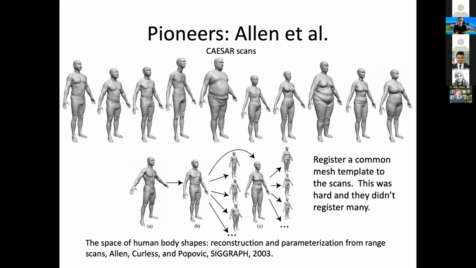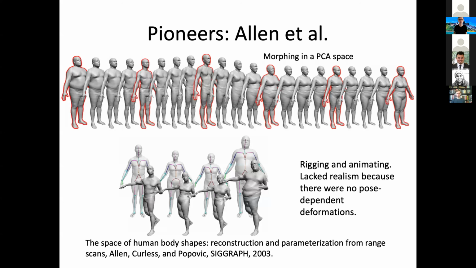This was actually pretty hard. They proposed a solution for doing it. They didn't actually do it to the whole CAESAR data set. They only did it to a small portion of it because it really was a very difficult problem at the time. But what they were able to do then is use principal component analysis to build a shape space. There were some problems with it. It didn't factor out pose and shape, and we'll talk about that later. But they could then interpolate between bodies, which is shown on the top here.